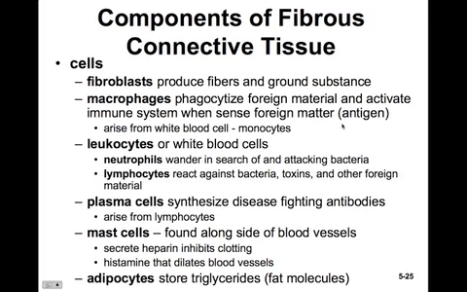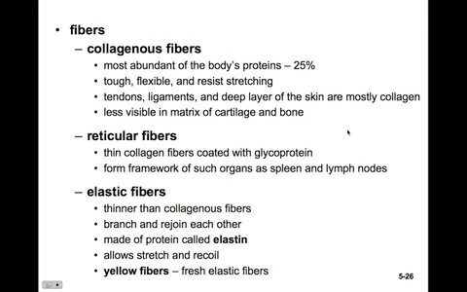We'll see mast cells. They're found alongside the blood vessels. They secrete things like heparin, which inhibits clotting, and histamine, which dilates the blood vessels. Very important in inflammatory response. Adipocytes are fat cells. They store triglycerides, or fat molecules.